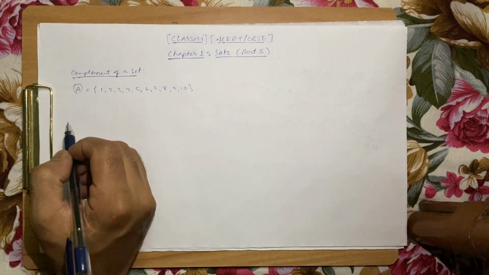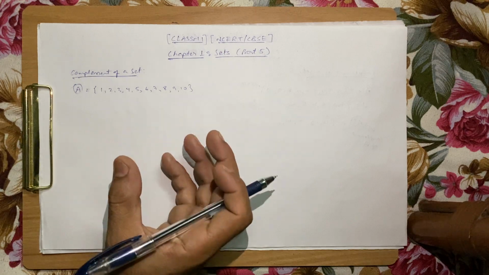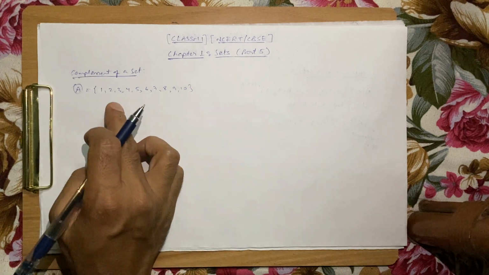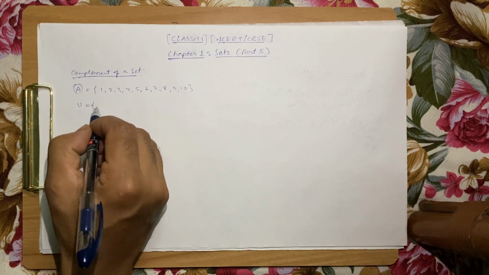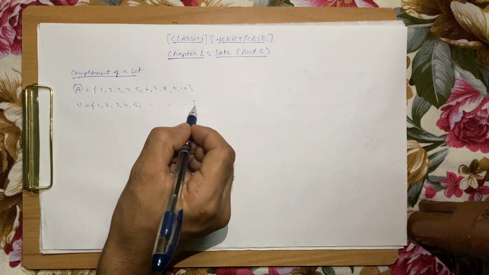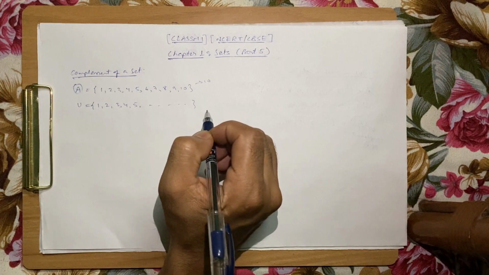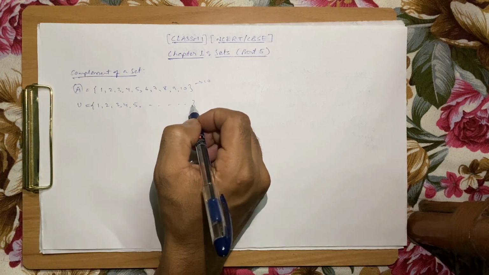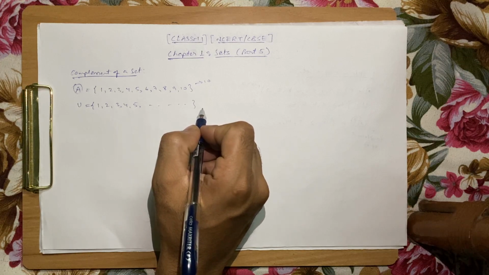Now for this set A, you can think of a universal set. We can say that the set of all natural numbers will behave as a universal set for this set A. So I can write the universal set as the set of all natural numbers, that is 1, 2, 3, 4, 5 and so on. If you look carefully, the set A has 10 elements in it, and the universal set has an infinite number of elements. We can keep on writing as long as we want to.